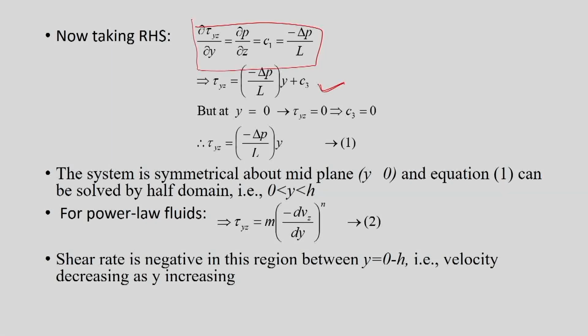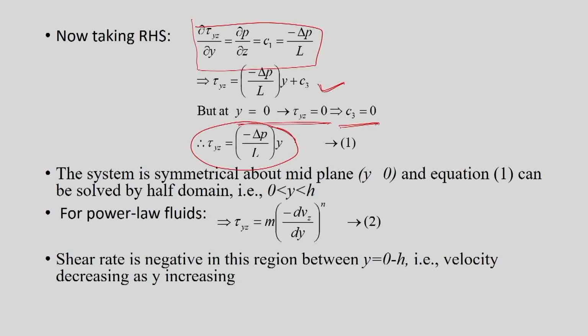But we know at the center between two plates, that is at y equals 0, the shear stress is 0. So when you substitute this boundary condition in the above equation, you get the constant C3 equals 0. So finally, between these two plates, the shear stress is varying linearly with the y direction, and it is given as τ_yz equals minus ΔP by L multiplied by y. Until this point, the nature of the rheology of the fluid is not incorporated.